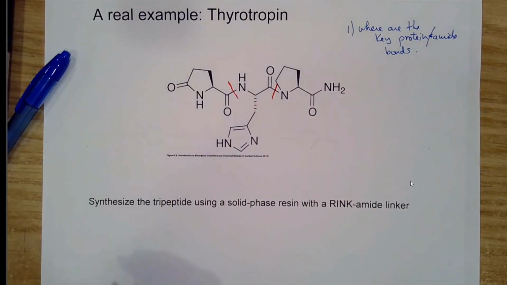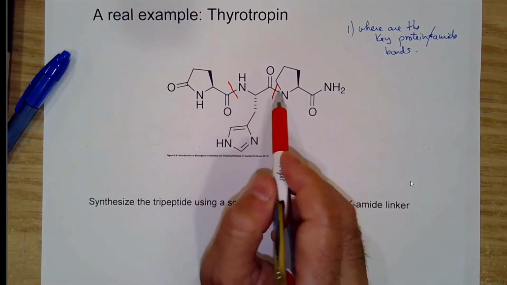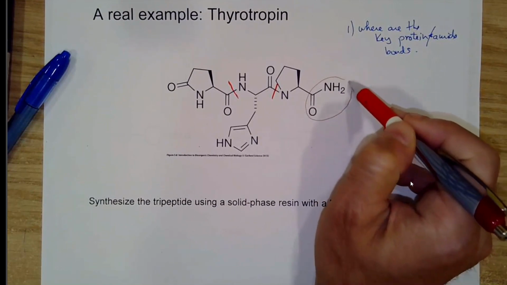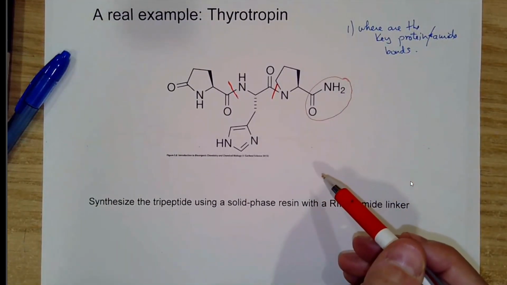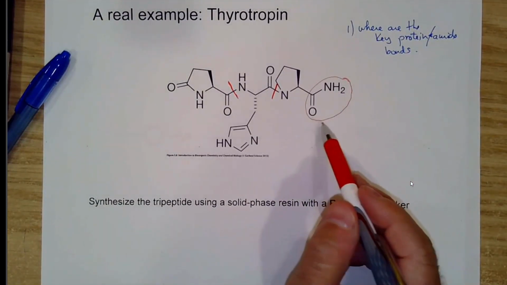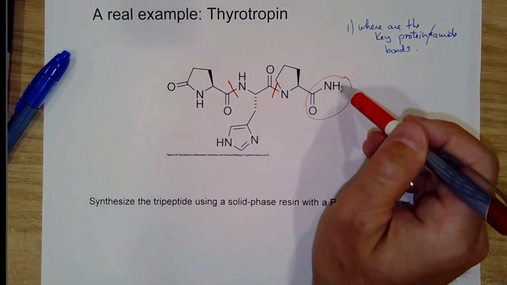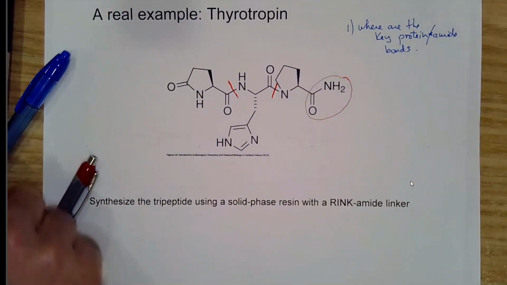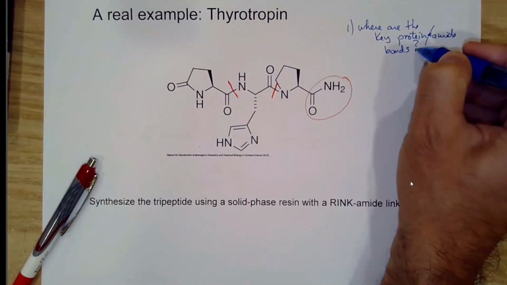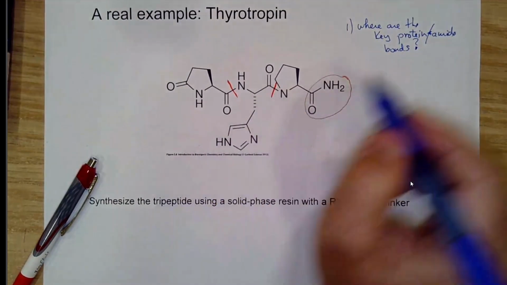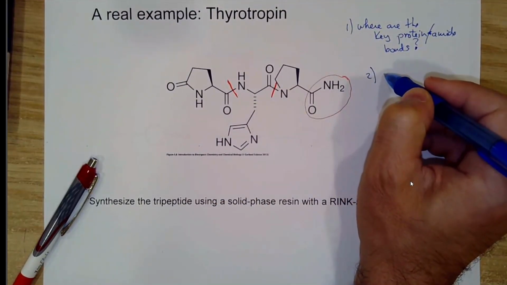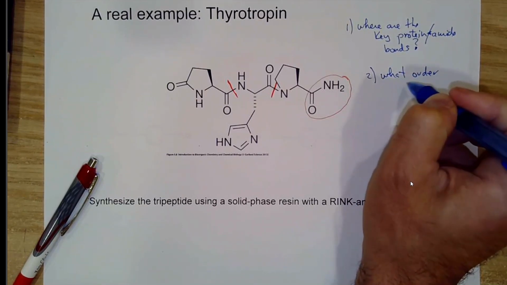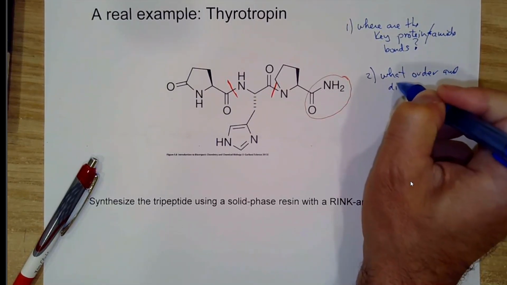Okay, so you can see here that it's kind of divided up into 2 parts, and on this end here, this is the terminal amide, which is the portion that actually belonged to the Rink amide portion, okay? So where are the key peptide amide bonds? We've done that, number 1. And then number 2 is, what order and direction do we synthesize this peptide?